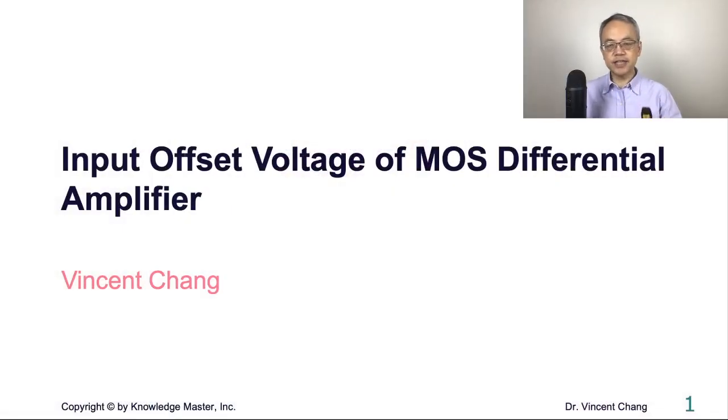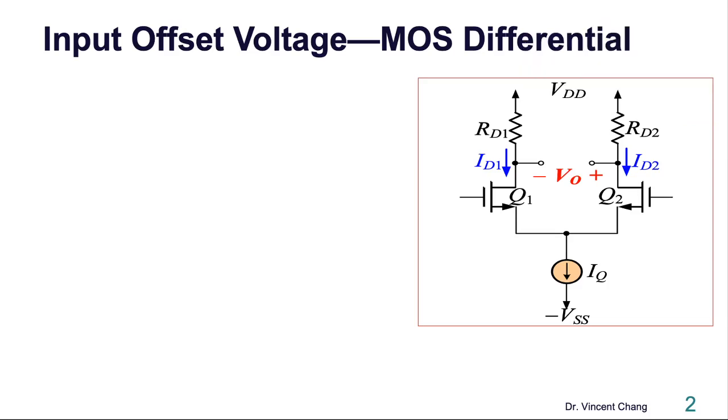With a good understanding of the concept of input offset voltage and also the experience of solving a BJT differential amplifier's offset voltage, now you are in a good position to move forward to solve the input offset voltage of a MOS differential amplifier.